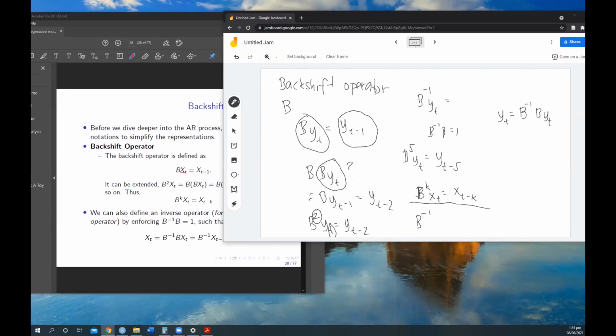But what if BYt? Right? This is Yt minus 1. So if the B moves it in the past, the B inverse moves the value one step in the future. Okay? So when I have now B inverse Yt minus 1, it means it's Yt. Okay?